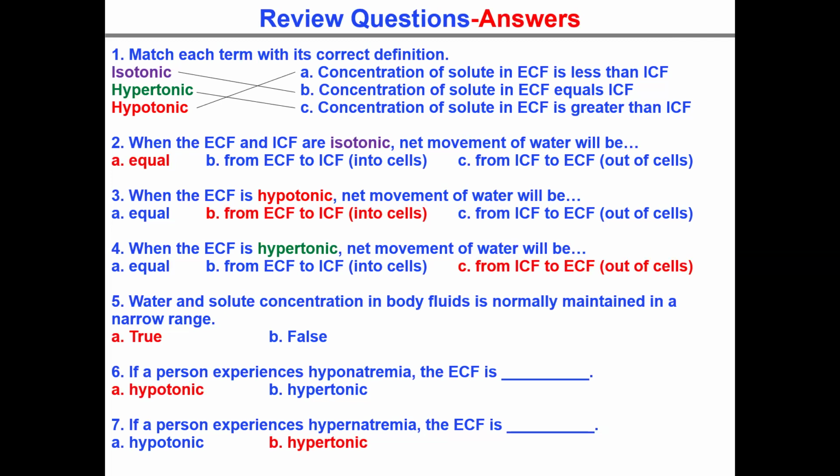Okay, and then those are the answers for the first one. One of the ones that I would definitely put emphasis on is this over here, matching the terms with the correct definitions. Iso, remember, equal. Hyper, greater. And then hypo is going to be less. So it's all in correlation to the extracellular fluids and to our intracellular fluids. And we're remembering water. Which one is higher and where is it trying to go?